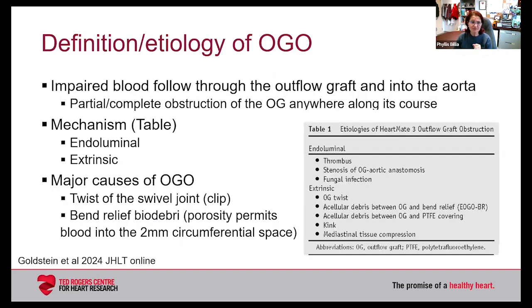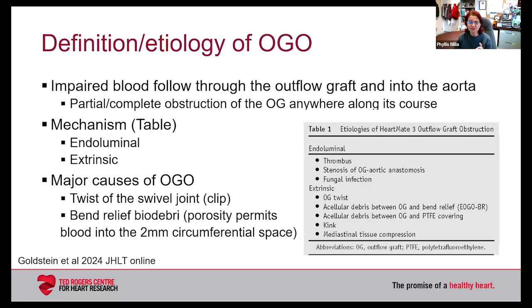And recently, there's a state-of-the-art review of outflow graft obstruction that was led by Danny Goldstein and is available through the Journal of Heart and Lung Transplantation. Here, the definition of an outflow graft obstruction is impaired blood flow through the outflow graft and into the aorta. This could be partial or complete obstruction of the outflow graft anywhere along its course. The mechanism can be endoluminal, such as thrombus, stenosis at the anastomotic site, or even infection, or extrinsic, so a twist, debris, kink, or even external compression from mediastinal contents.